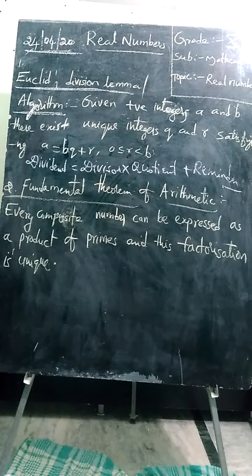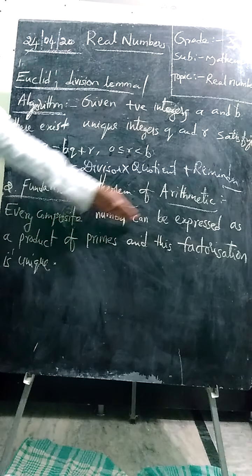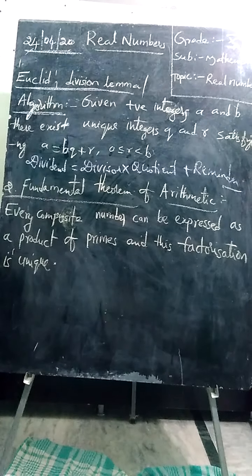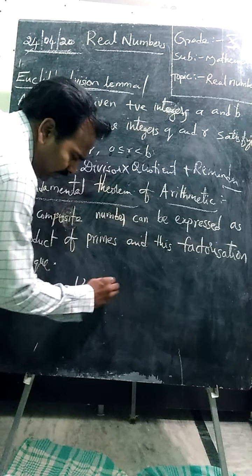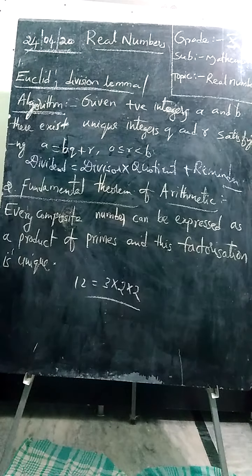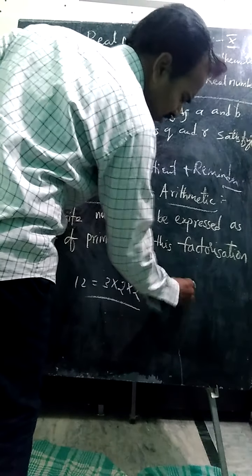And then the fundamental theorem of arithmetic. What is the fundamental theorem of arithmetic? Let us take any composite number. Every composite number can be expressed as a product of primes, and this factorization is unique. We can write any composite number as a product of primes in a unique way only. We can't write it in another way, but the order may change. For example, 12 we can write as 3 into 2 into 2, a product of primes. The order may change, but the prime numbers never change.